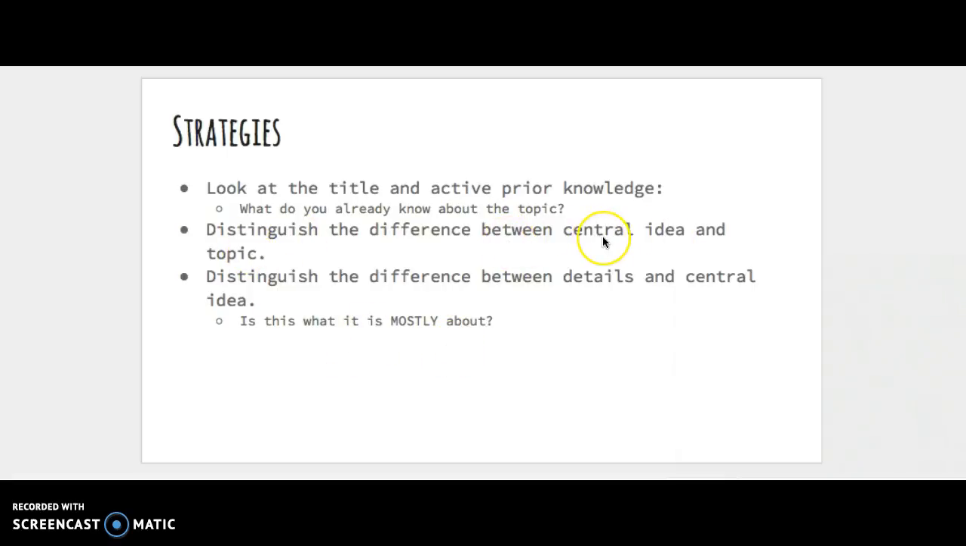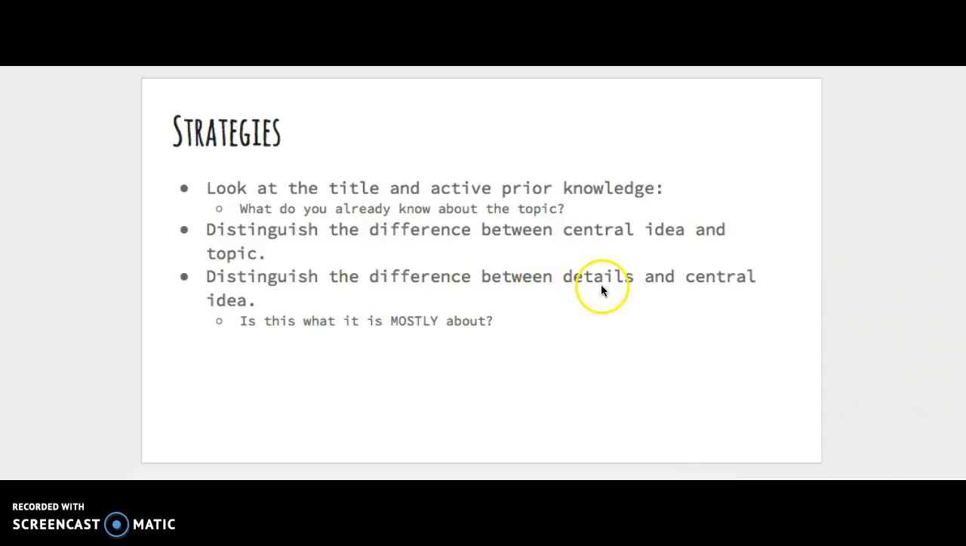Distinguish the difference between central idea and topic. Remember, central idea is what it's mostly about. The topic is what it is talking about. For example, like we said, the cheetah. The cheetah could be the topic, but the hunting patterns, how the cheetah hunts, might be the central idea of the article. So distinguish between both of them.